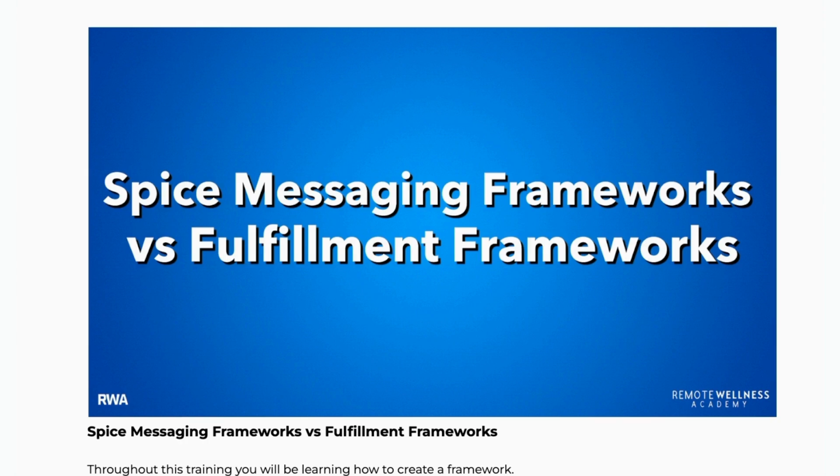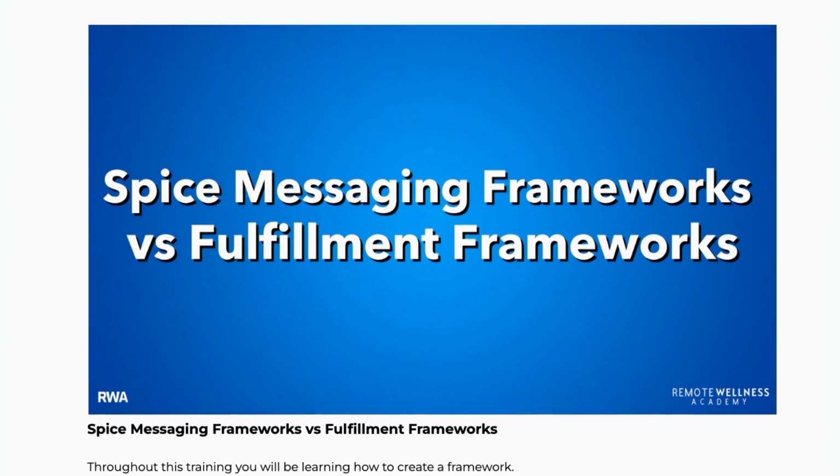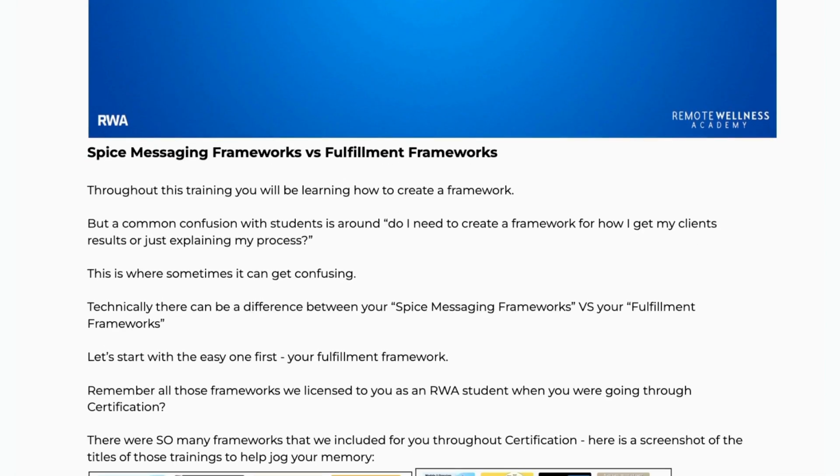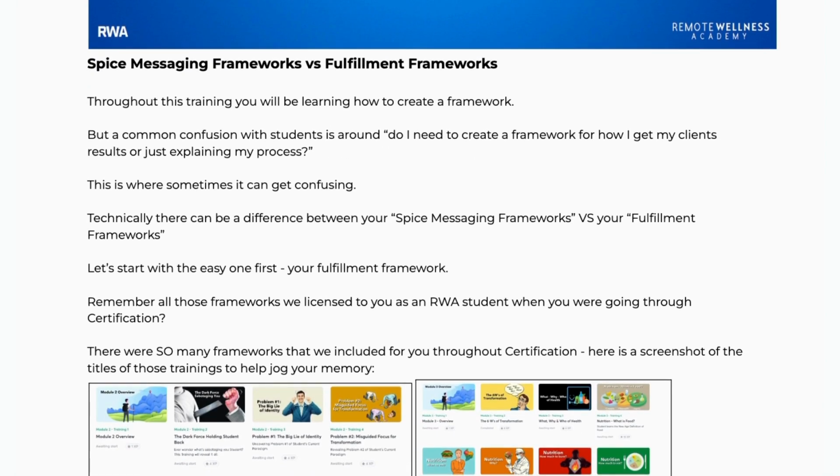All right, team, spice messaging frameworks versus fulfillment frameworks. Let's go ahead and jump right in. Throughout this training, you're going to be learning all about how to create a framework. We've already talked about that, the overview, all of that kind of stuff.